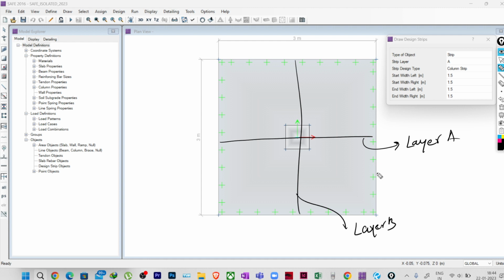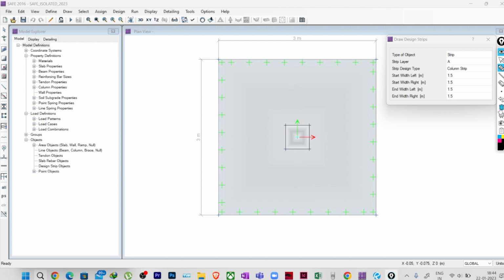Now you can interchange also, or we can keep both in the same layer, but for our visualization purpose we keep different layers for the different directions. Now the column strip and middle strip will not change any of your results, but just for a better representation of the results, that's why there are different strips given.